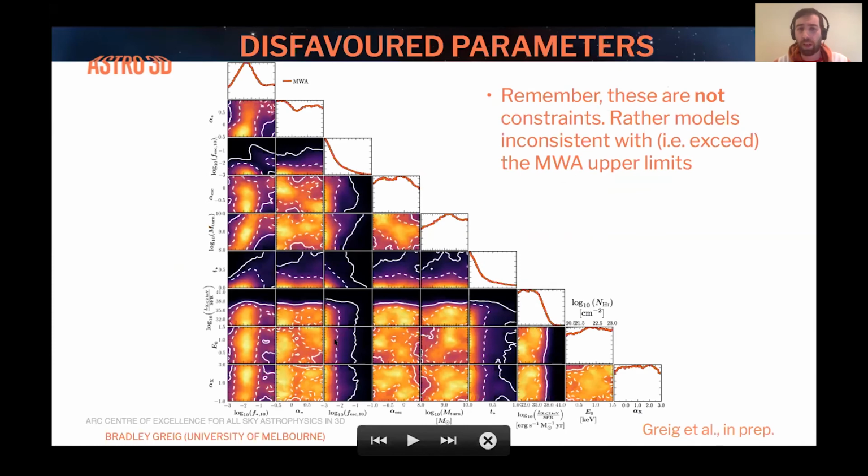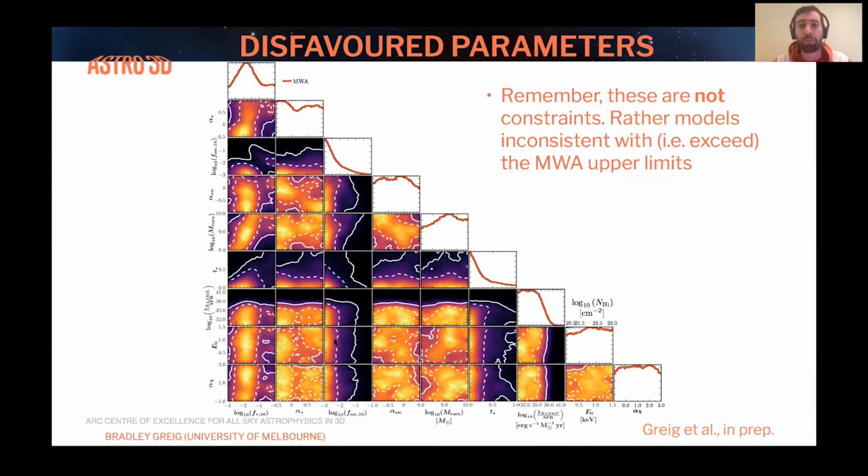So this is a corner plot of 9 astrophysical parameters from our model. You don't need to go into all the details of each of these parameters, but the disclaimer here is that these are the posteriors of disfavored models. So this is where you see peaks, this is where it's most likely to have a model that exceeds the upper limit.